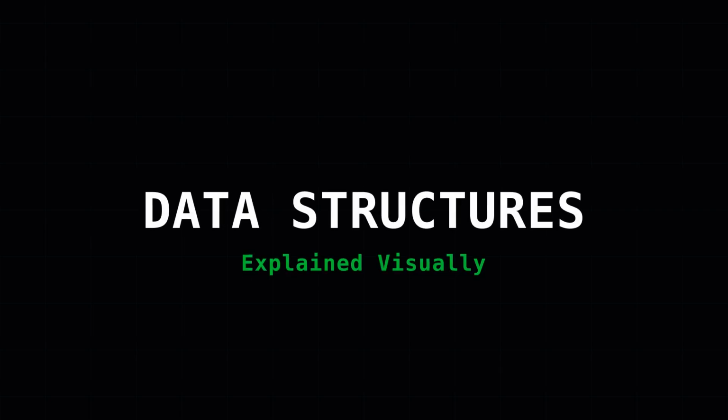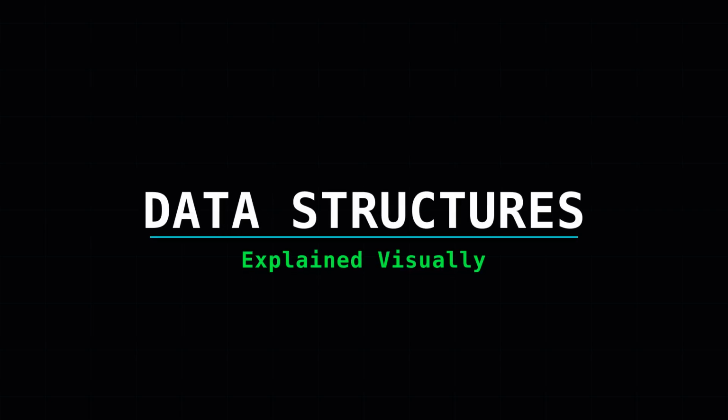Data structures are the hidden architecture of software. They decide how data is stored, how quickly it can be accessed, and how efficiently it can change. In this video, we will build a visual mental model for the most important data structures in computer science.